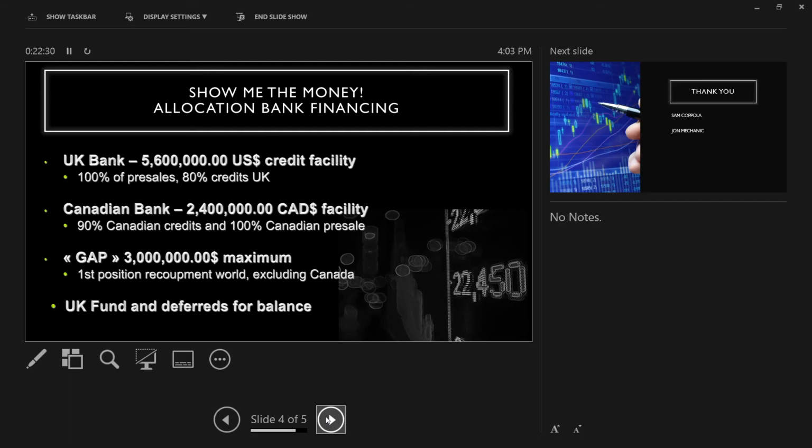Then we're looking at the gap lender. That gap lender in this case was actually a third party. So we actually have three parties coming in here: a UK bank, a Canadian bank, and a third party gap who's bringing in $3 million. The $3 million is again an offer that's coming from that gap financier. What did the gap financier want? First position recoupment for the world, excluding Canada. Now, the world can't be completely the world. It's the unsold territories, because all the pre-sales, it's the rest of the world, ROW we call it, okay? Excluding Canada. And Canada has also been pre-financed.